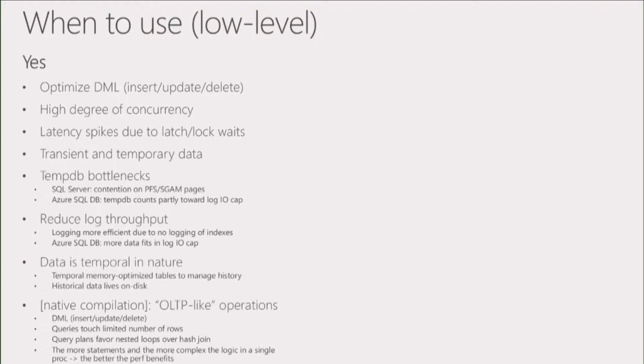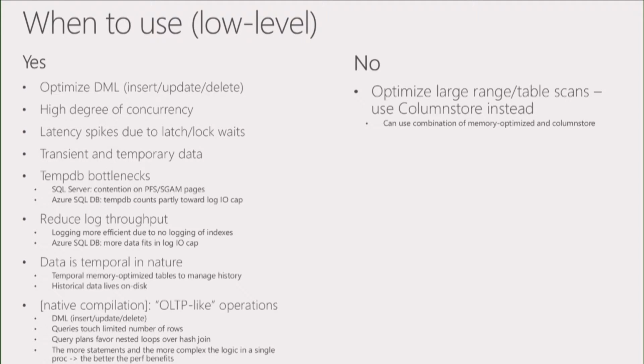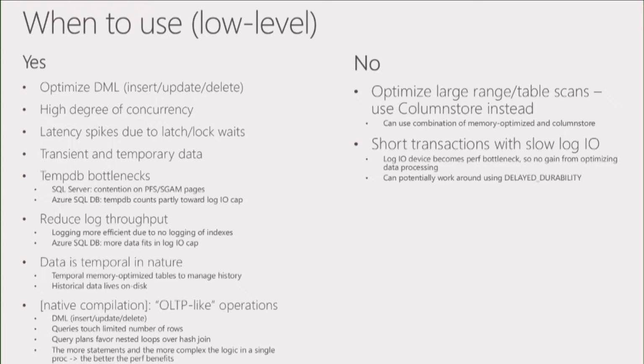But if you touch a limited number of rows, for example, you process a sales order with corresponding line items, those types of operations, native compilation will work very well. And also, the more logic you actually have in the stored procedure itself, the more native compilation will help, because the more logic you put in the procedure, the more we can optimize. Now, when not to use: if your query plans show large table scans, large range scans, you need to use column store instead.